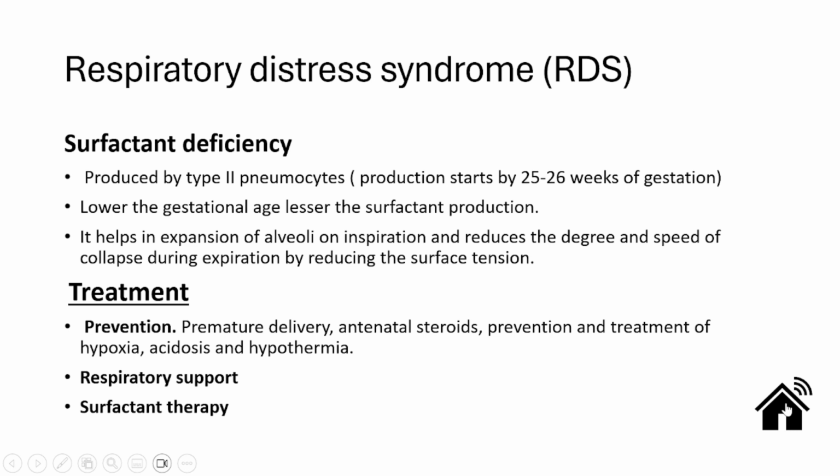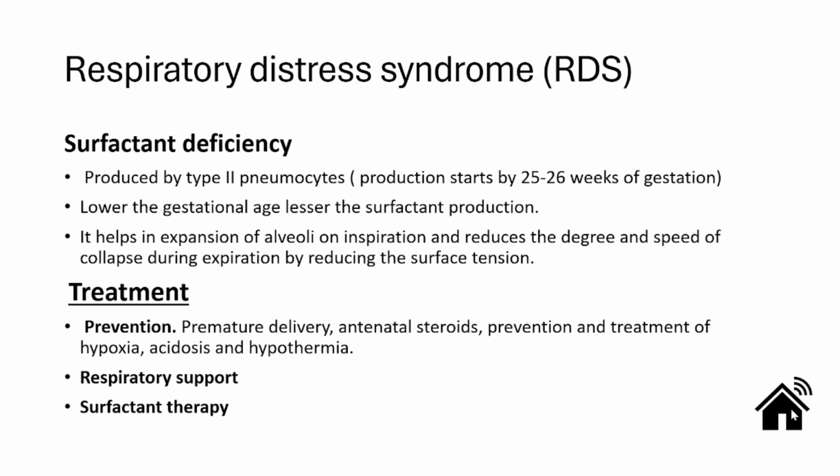RDS is better prevented by preventing the premature delivery, by administration of antenatal steroids at recognition of risk of preterm delivery, avoiding caesarean section, and by preventing and treatment of hypoxia, acidosis, and hypothermia. The level of intervention needed depends on the severity of respiratory distress, and it includes respiratory support and administration of surfactant.